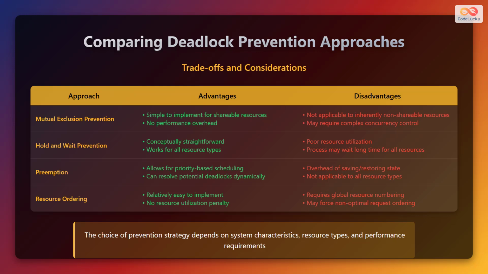Preemption allows for priority-based scheduling and can resolve potential deadlocks dynamically, but introduces overhead for saving and restoring process states and is not applicable to all resource types. Resource ordering is relatively easy to implement and has no resource utilization penalty, but it requires global resource numbering and may force non-optimal request ordering. The choice of which prevention strategy depends on specific system characteristics, the types of resources, and the overall performance requirements.